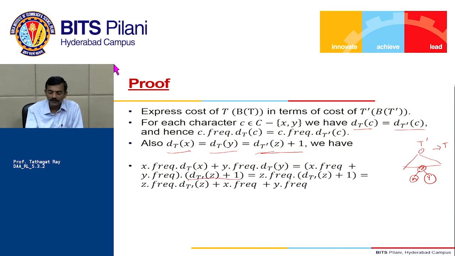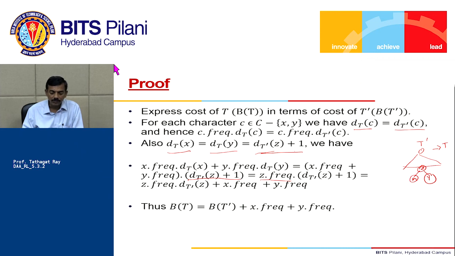So, what is this x frequency plus y frequency? It is nothing but the frequency of z. So I can write this as z frequency times depth of z in t prime plus 1. Or I can say this is frequency of z times depth of z in t prime plus frequency of z, which is nothing but equal to frequency of x plus frequency of y.